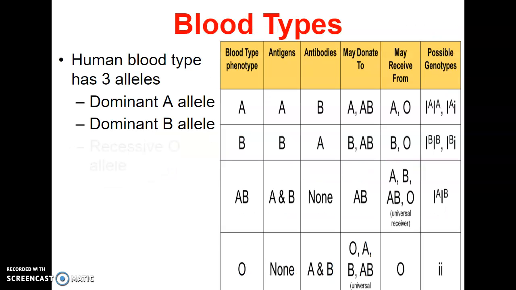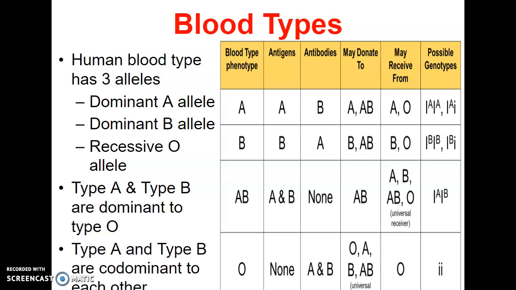So let's talk about blood types just a little bit more. We have three alleles for blood types. We have a dominant A, a dominant B allele, and O is recessive. Blood type AB is codominant to each other.